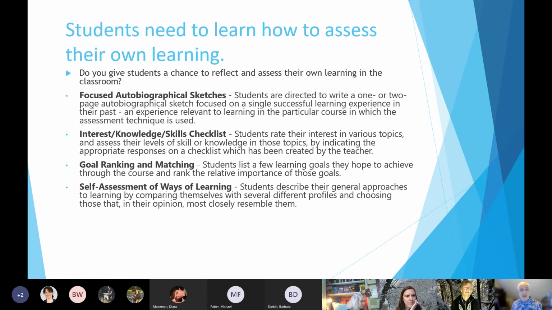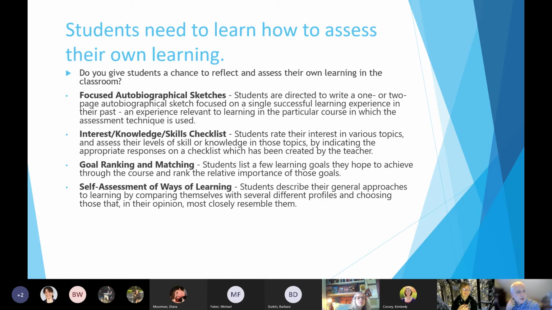The next thing I want to talk about is starting to help students learn how to assess their own learning. There's really two parts to this. One is thinking about themselves as a learner and how the class that they're in fits into that. So what are ways we can help them think about their own learning? These are some ideas for that. And to be honest, this is one area that I've not been good at, and I'm trying to figure out better ways to do this with my classes.